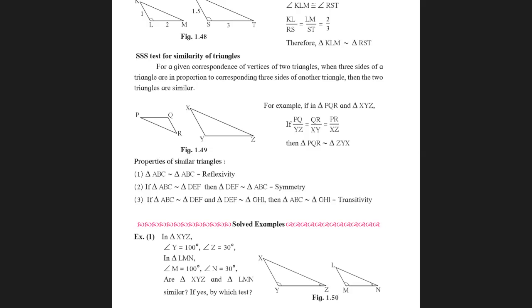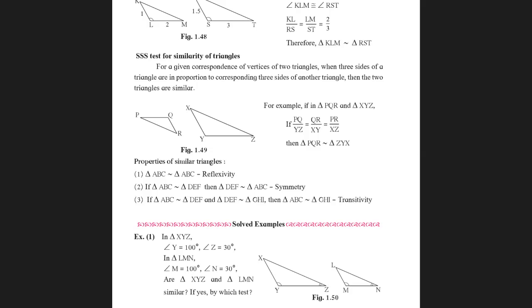Okay. Now, the next we have properties of similar triangles. If a triangle is similar to the same triangle, the property is called reflexivity. Triangle ABC similar to triangle ABC. Then, if triangle ABC is similar to triangle DEF, then triangle DEF also is similar to triangle ABC. The property is called symmetry.